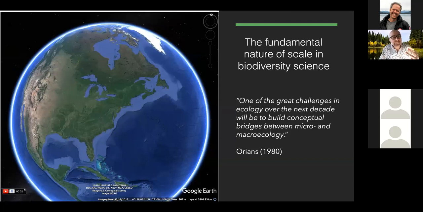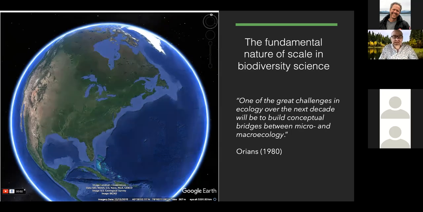But ecologists often think about scale in the notion of space, right? How spatial scale is observed and how we detect patterns as we go from the micro to the macro. And so we also have to build on the progress that our field has made over the last 30 years in thinking about the fundamental nature of scale. Here's a quote from Gordon Orians: "One of the great challenges in ecology over the next decade will be to build conceptual bridges between micro and macroecology." And that was in 1980.